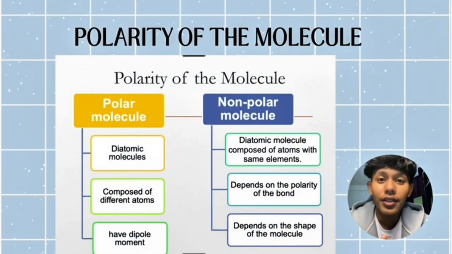This image explains the polarity of molecules by comparing polar and non-polar molecules. A polar molecule is made of different atoms and has an unequal sharing of electrons, which creates a dipole moment. A non-polar molecule either contains identical atoms or has a shape where bond dipoles cancel out. Overall, molecule polarity depends on both the polarity of the bonds and the shape of the molecule.